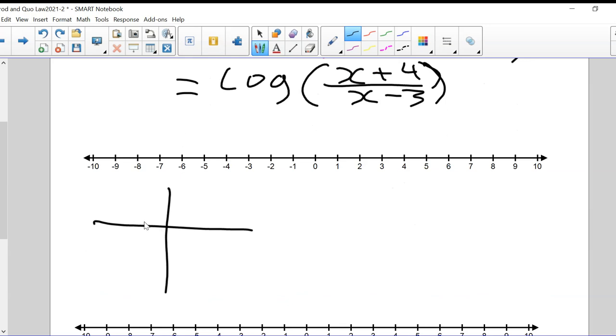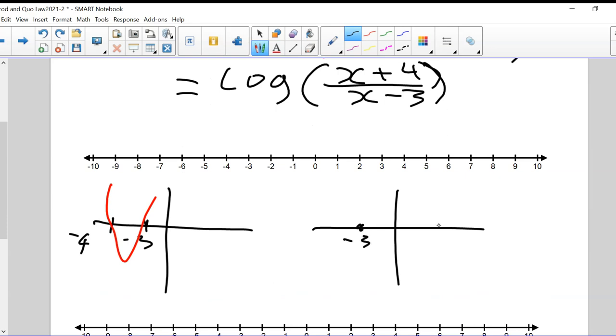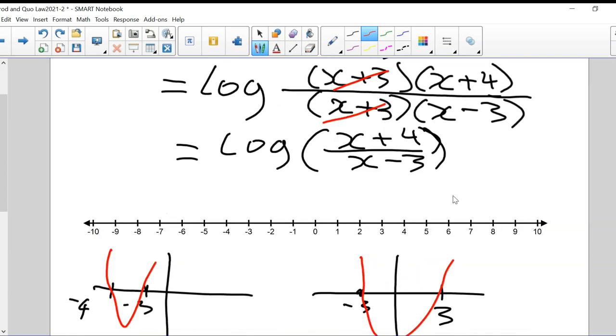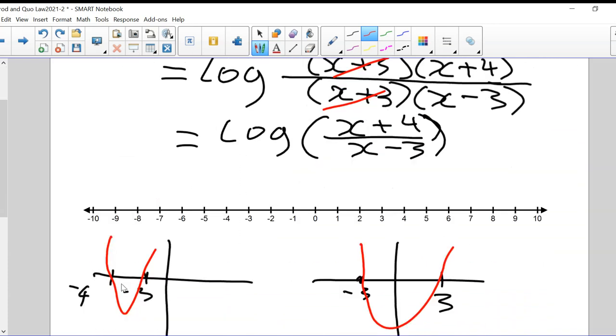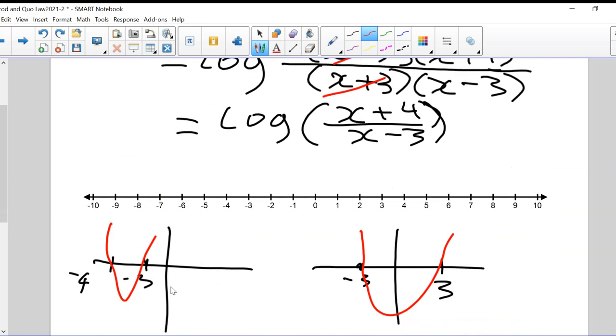So that would mean that minus 4 and minus 3. The graph should look something like that. And then the second one, so minus 3, positive 3, that graph should look something like this. Hopefully everybody agrees with me on that. X plus 3, x plus 4 has two zeros at minus 3 and minus 4. Those are my graphs right there.